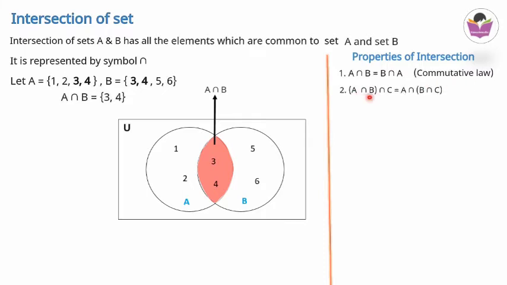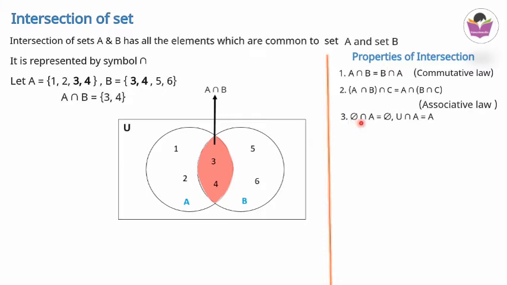Next is A intersection B intersection C is equal to A intersection B intersection C, with the brackets grouped differently. Here the order of operation is not a problem. You can do the first two sets first and then compare with the third set, or else do the second and third sets together and compare with the first set. Whichever way you do, the common portion will be the same for all three sets. This is the associative law.